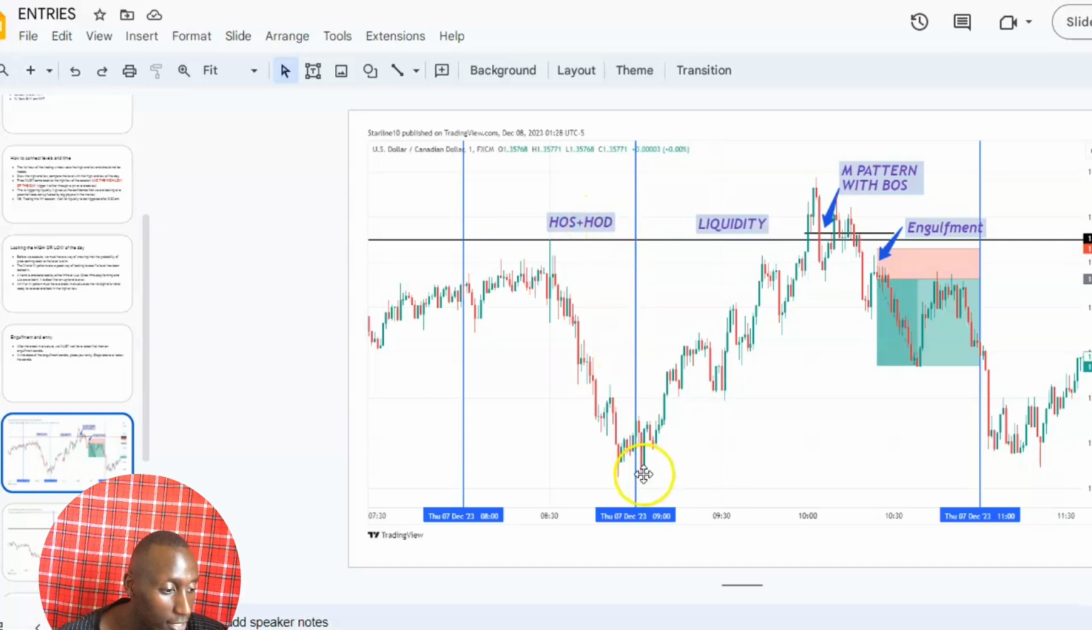Now, you can see that in the second hour, price comes back. In fact, it's the third hour, and breaks out of the high of the day. Now, once we break out, we've triggered liquidity. We know other time frame traders are in the market. And then we have this M pattern with a break in structure.